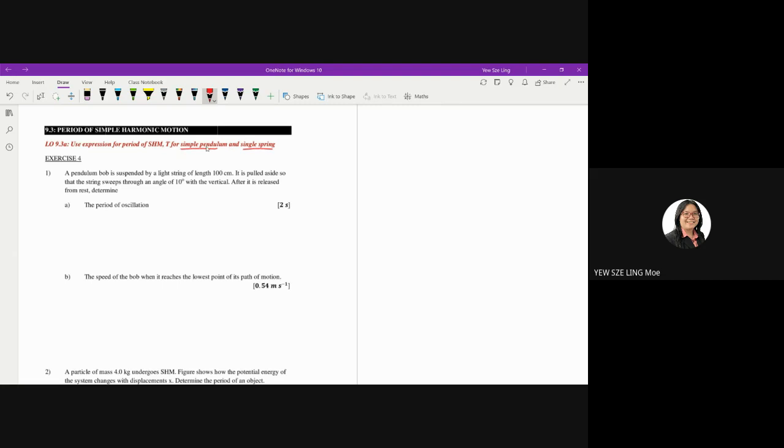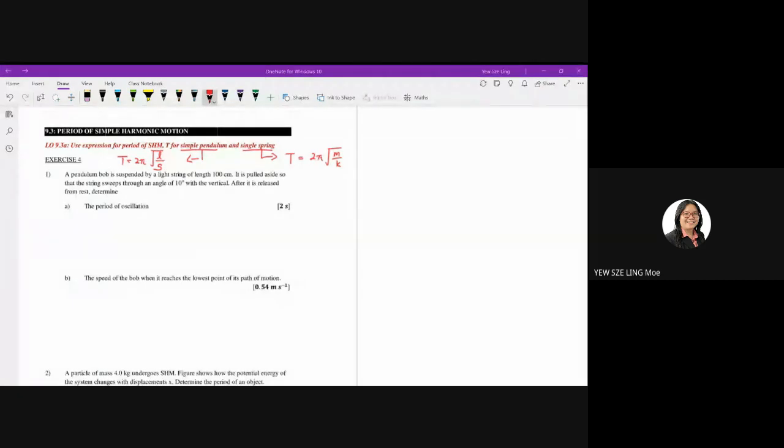So for a simple pendulum, the equation is T equals 2 pi square root L over g. If you look at this equation, it tells you that the mass of the pendulum itself doesn't affect the period, right? If you look at a spring, the period T equals 2 pi square root m over k, which shows you the period of a spring. The period of a spring depends on the mass. So you have a different equation for a different system.